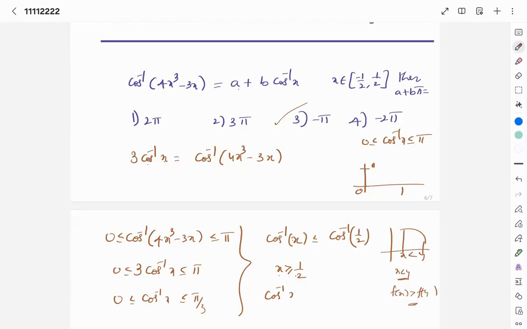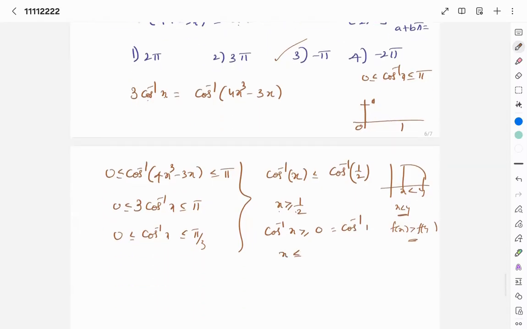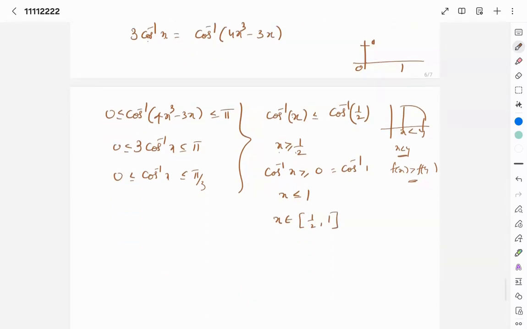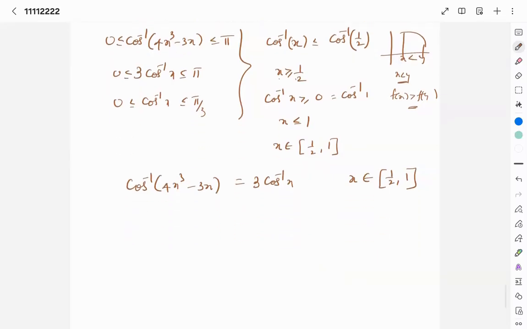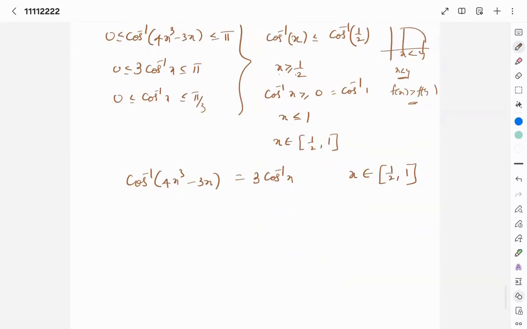And another way, cos inverse x is greater than 0, which you can write as cos inverse 1. So it's a decreasing function. x lies between half and 1. Then cos inverse of 4x cube minus 3x is 3 cos inverse x. It is true only for the set of values which lies between half and 1. Now I will discuss other cases also.